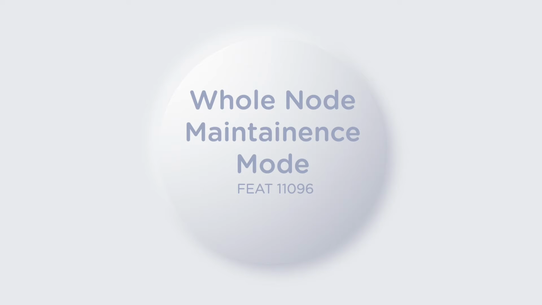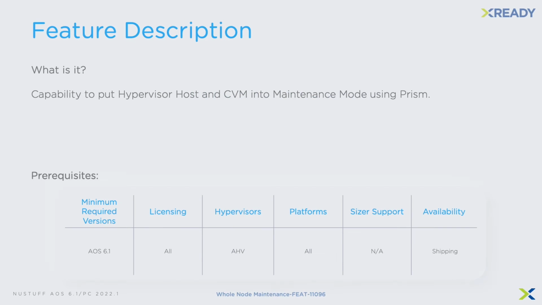The next feat I'm going to talk about is the whole node maintenance mode, which is feat 11096. So what does this feature do? This functionality has been requested by a lot of our customers, especially on AHV, where they want to put a host down or take a host out of the cluster for maintenance mode for doing various kinds of operations like firmware upgrades or hardware upgrades or any issues regarding a node.